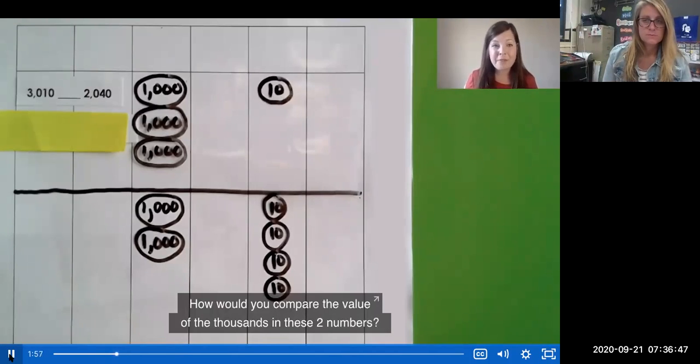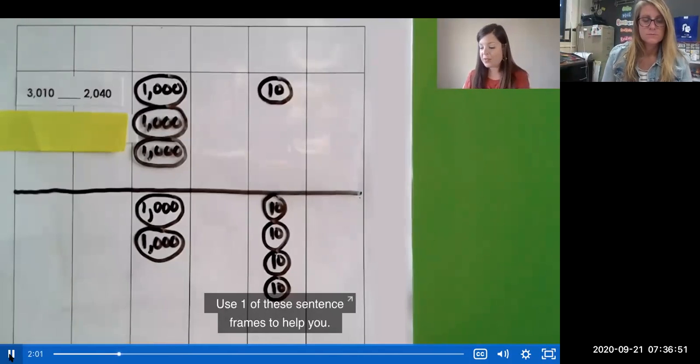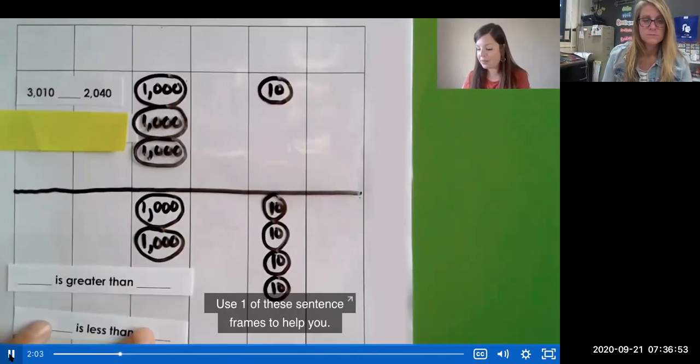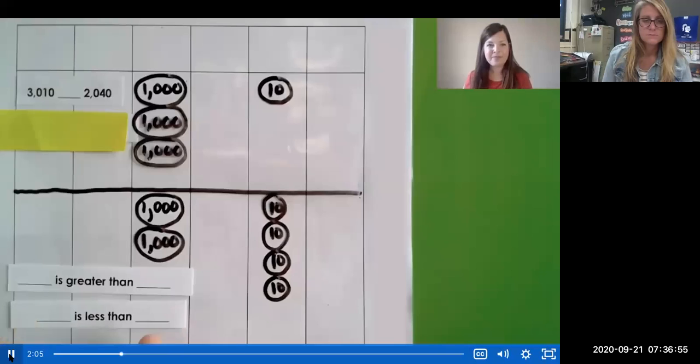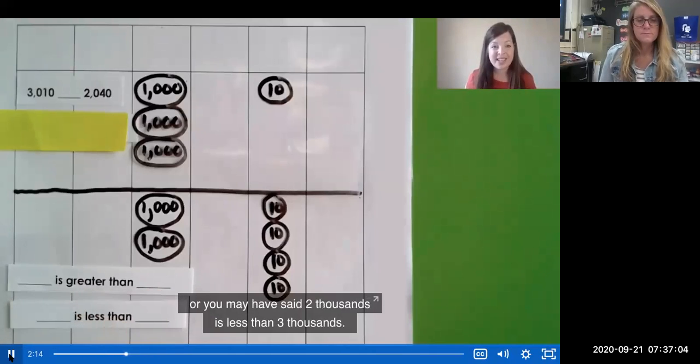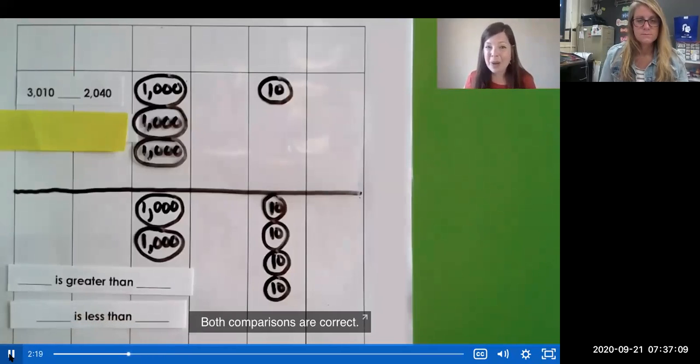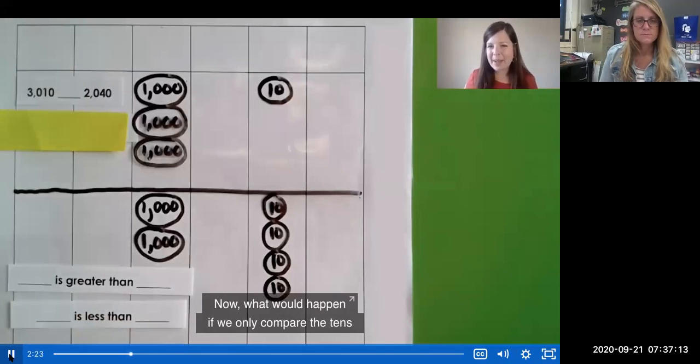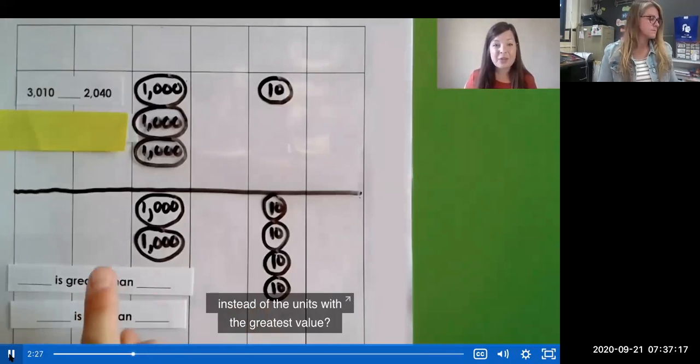How would you compare the value of the thousands in these two numbers? Use one of these sentence frames to help you. You may have said 3000s is greater than 2000s, or you may have said 2000s is less than 3000s. Both comparisons are correct.